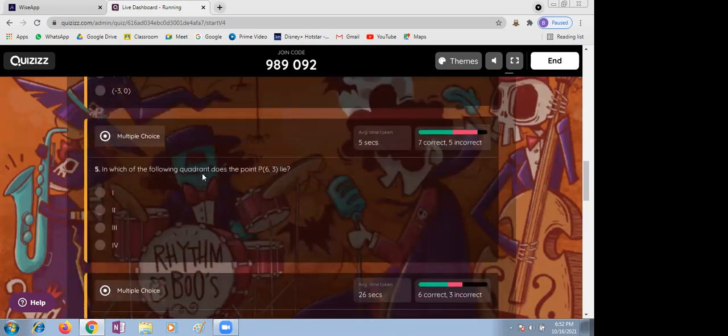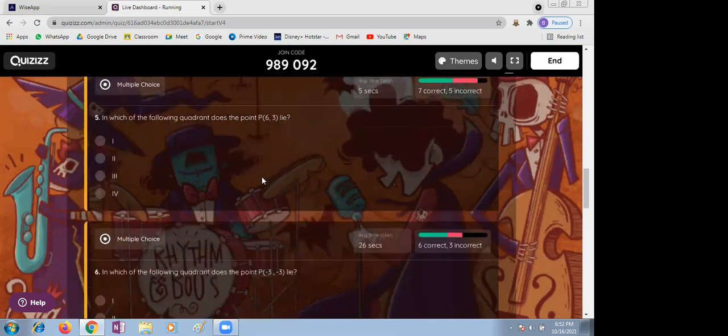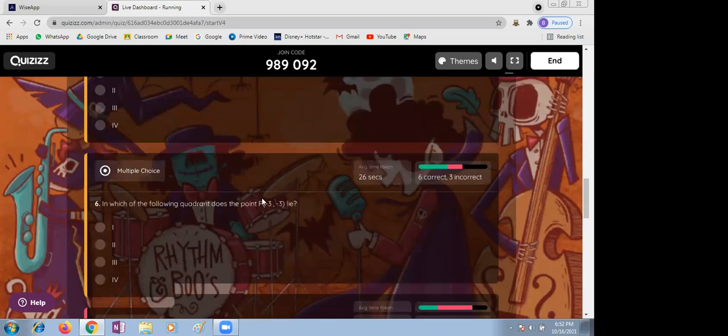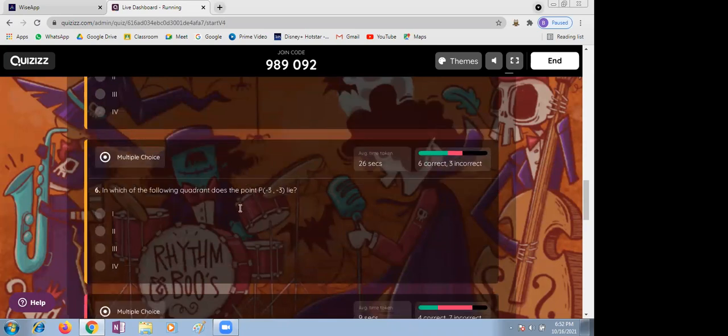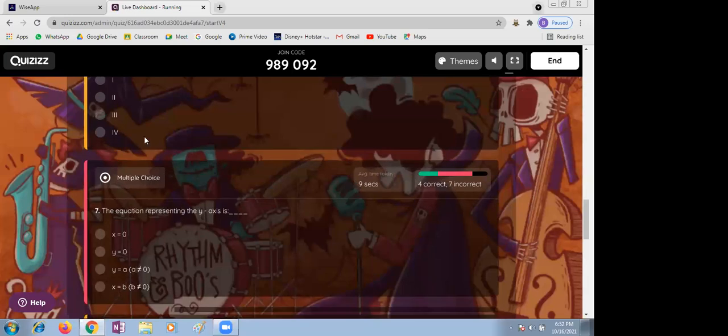Next, in which of the following quadrants does the point lie? First quadrant. Both are positive. First, very good. Next, in which of the following is the third quadrant? Both are negative. Third, right. The equation represents the y-axis: x equals 0. Y-axis means x equal to 0. Good.